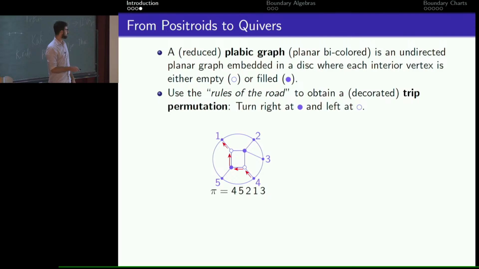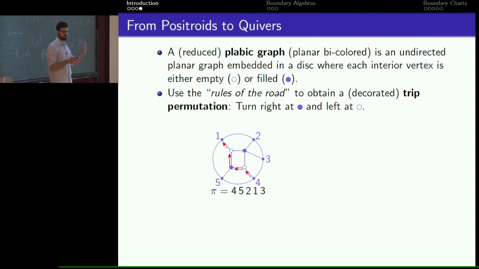So for example, if I were to start at 2, I come down, I turn right, left, and right, and that takes me to 5. You do this for every vertex, and you get a permutation. So that's how you get from plabic graphs to positroids.